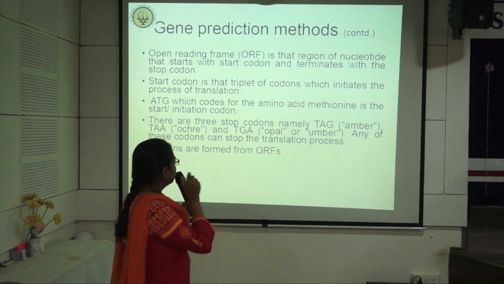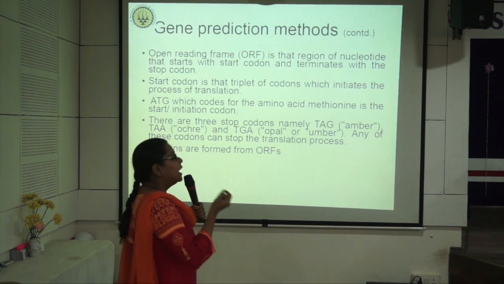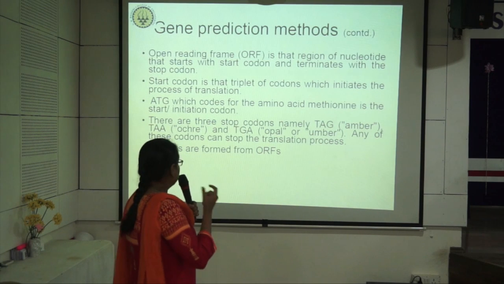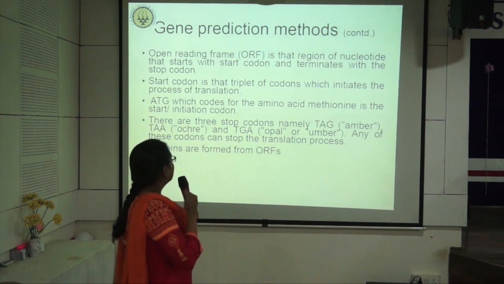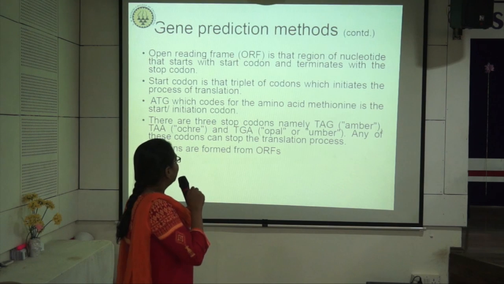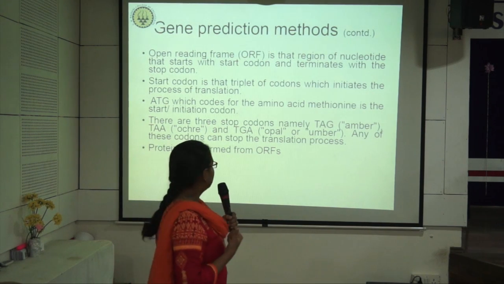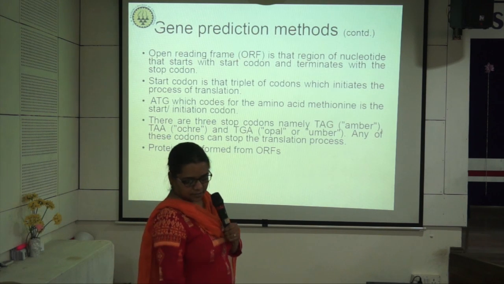A start codon is a triplet of nucleotides which initiates the process of translation, and an end codon is a triplet which stops the process of translation. ATG is recognized as the start codon, and there are three end codons: TAG, TAA, and TGA, which are considered stop codons.